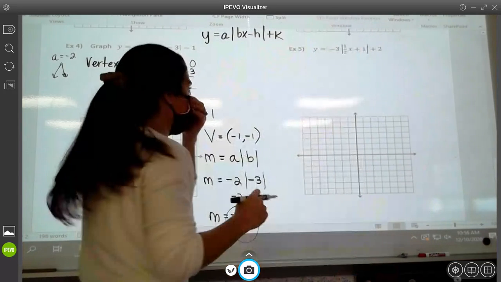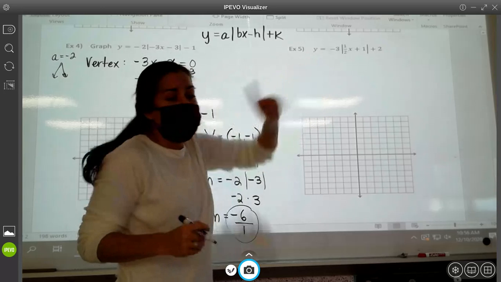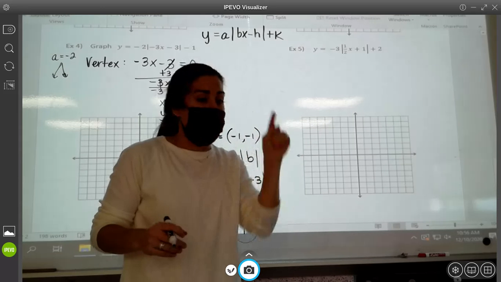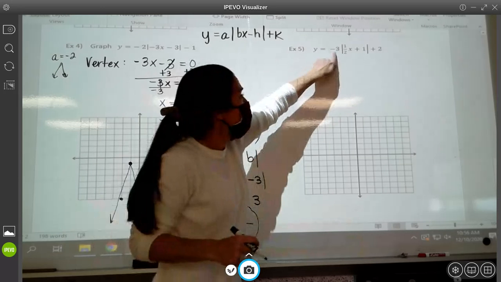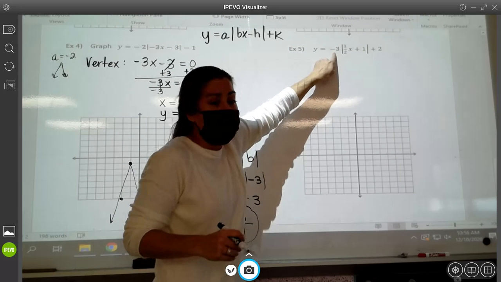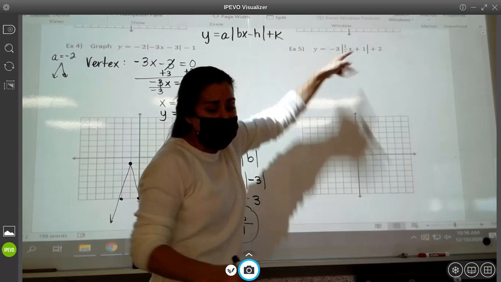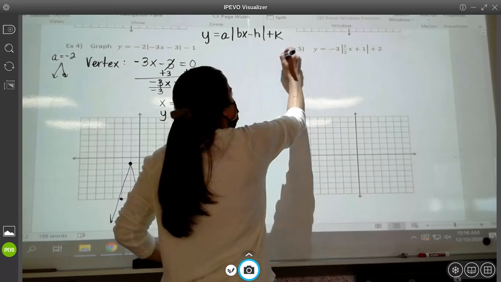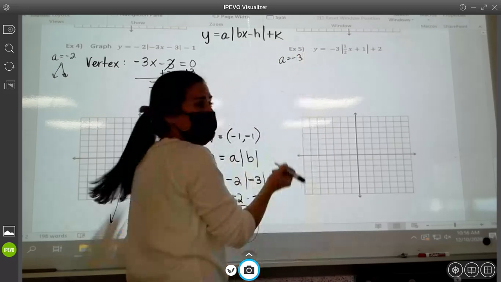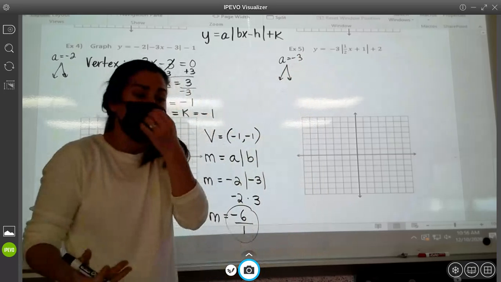Let's try this one. If I have to graph this absolute value equation, well, first of all, is the V going to open up or down? The number in front tells you what it's going to do. If the number in front is positive, it's going up. If the number in front is negative, it's going down. So guys, since A is -3, which is negative, we also know this V is going to go down, just so we know we end up in the right direction.